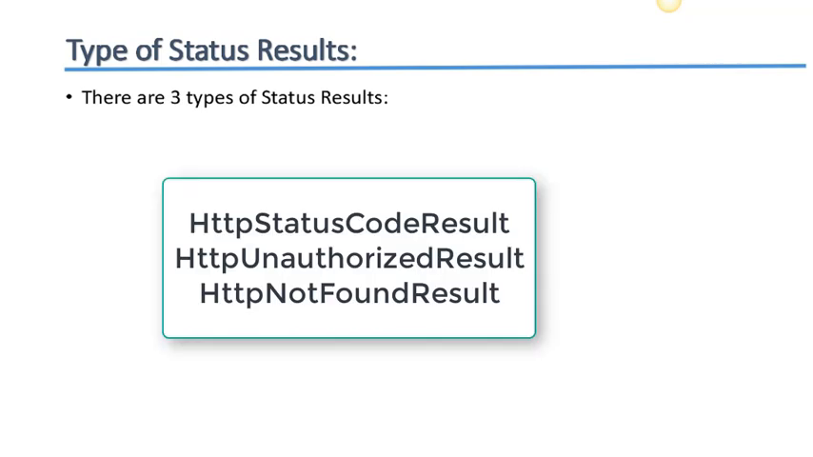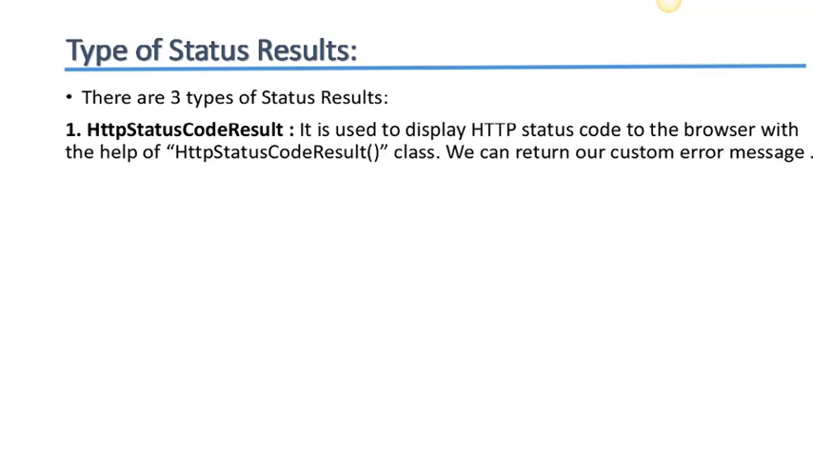Next one is the types of status result. There are three types of status result. First one is the HTTP status code result. Second one is the HTTP unauthorized result, and third one is the HTTP not found result. So we will go through them one by one and understand in more detail. First one is the HTTP status code result. HTTP status code result is used to display the HTTP status code to the browser. It will display the result with the help of the HTTP status code result.